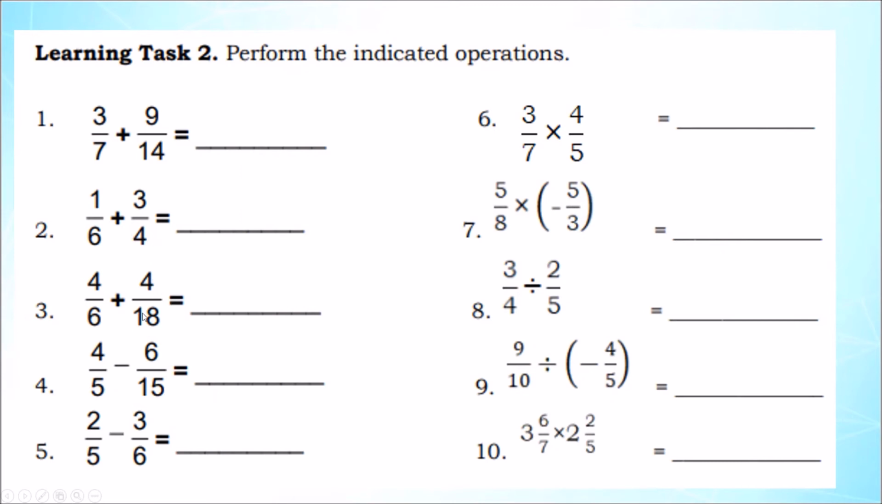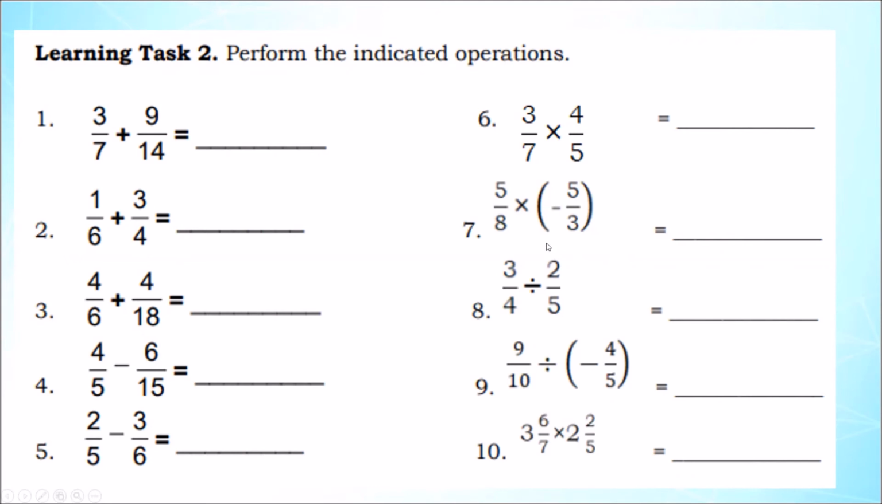Also, number 2 and number 3. Also, number 4 and number 5. Hindi dissimilar fraction din siya. Again, find the LCD of number 4 and number 5. Make the fraction similar first before adding and before subtracting. That is 1 to 5.